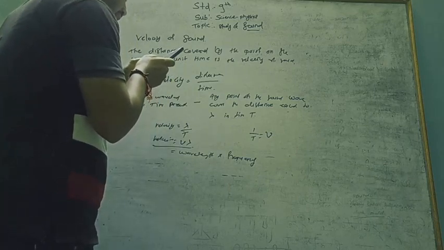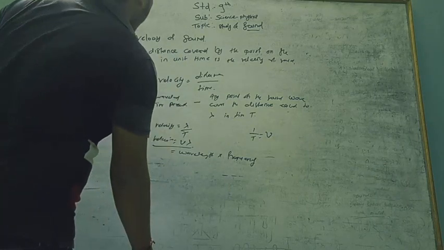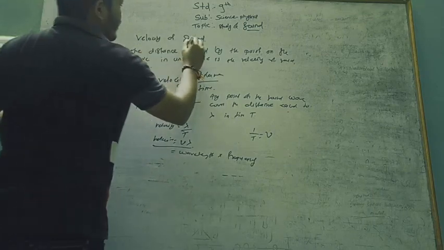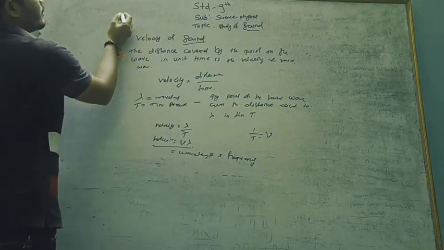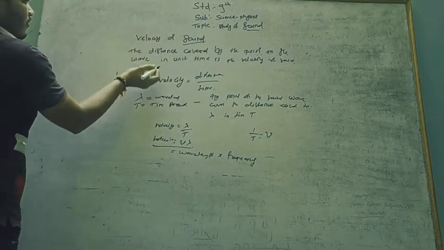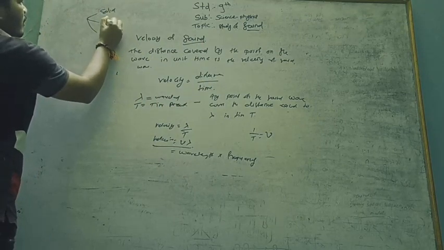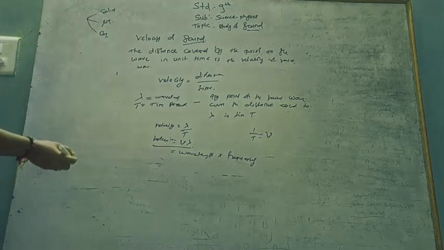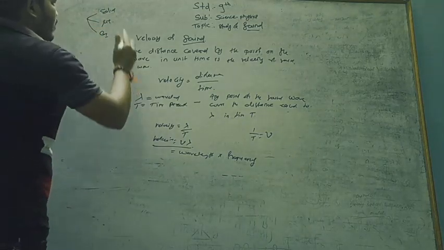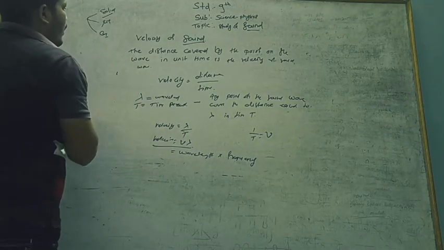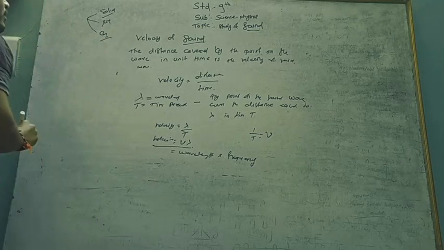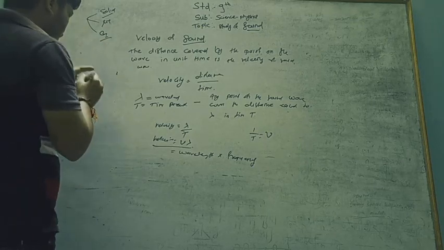It increases with an increase in the temperature of the medium. Okay, we have seen some basics about sound: the velocity of sound is maximum in which state of matter? There are three states of matter: solid, liquid and gaseous. As we know, the speed of sound is maximum in a solid and minimum in a gaseous state.